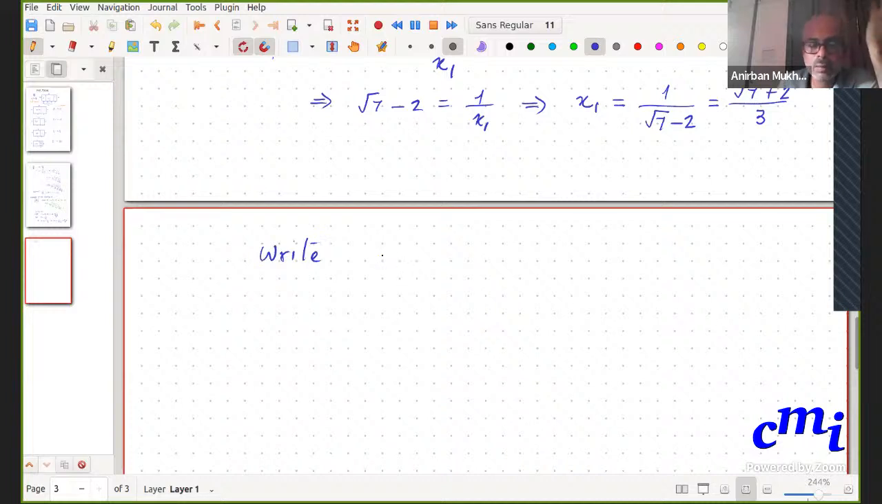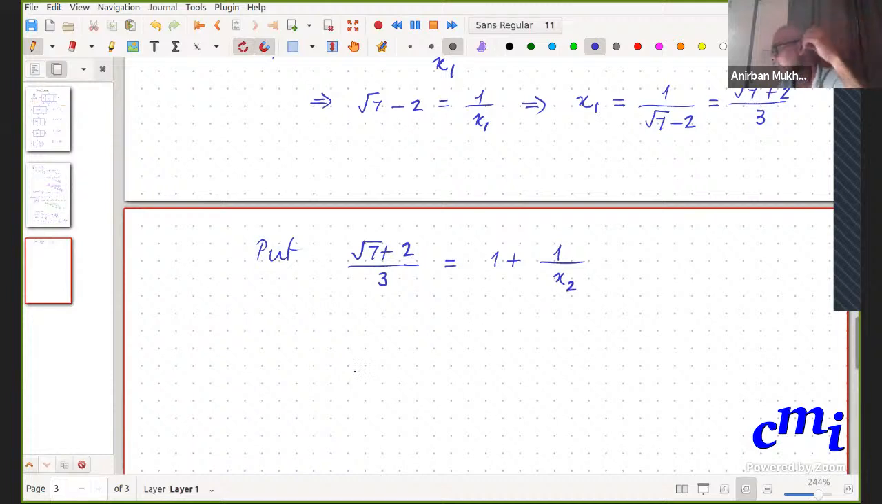So right now, let's just start with the last number. So square root of 7 plus 2 by 3 we want to write as 1 plus 1 over x2. x1 is already used, so let's write x2.